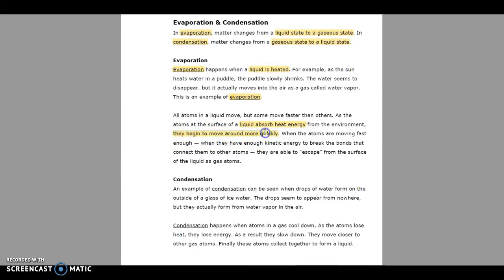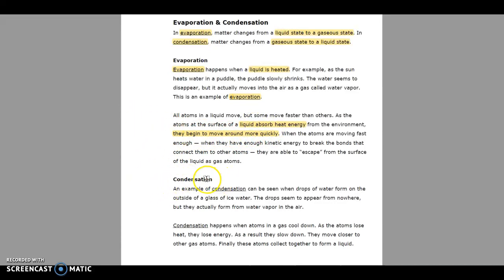So as the liquid absorbs more heat energy or more thermal energy, they get faster. So that's what I'm going to write down in the margins, that as the liquid absorbs heat energy, they begin to move around more quickly. That means more thermal energy absorbed means more kinetic energy later down the road. You should write this down in your own words in the margins.